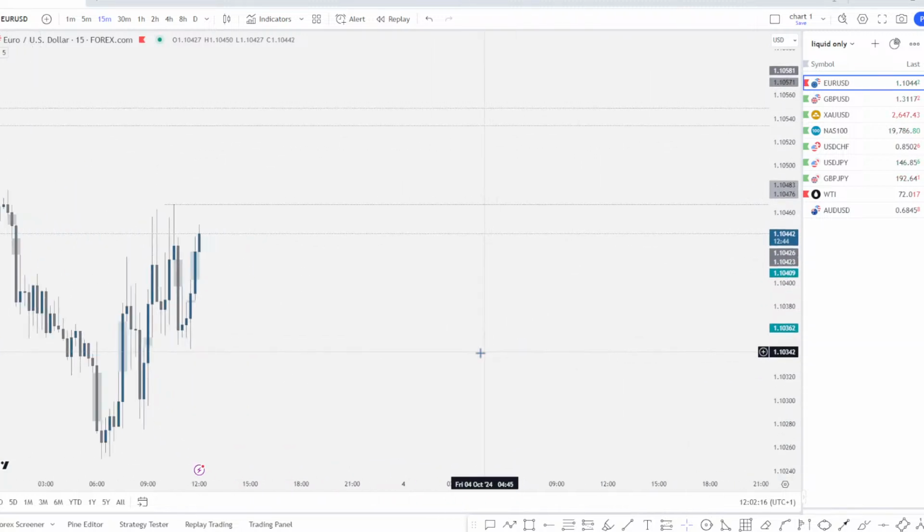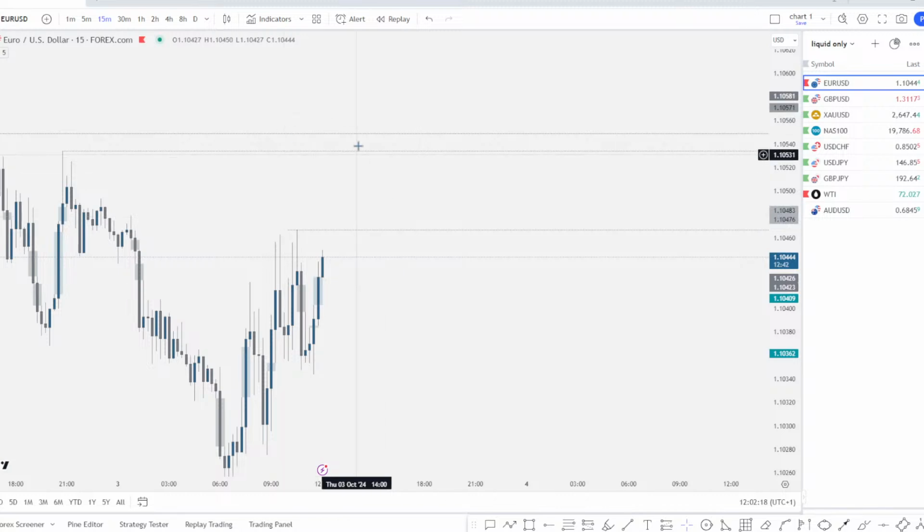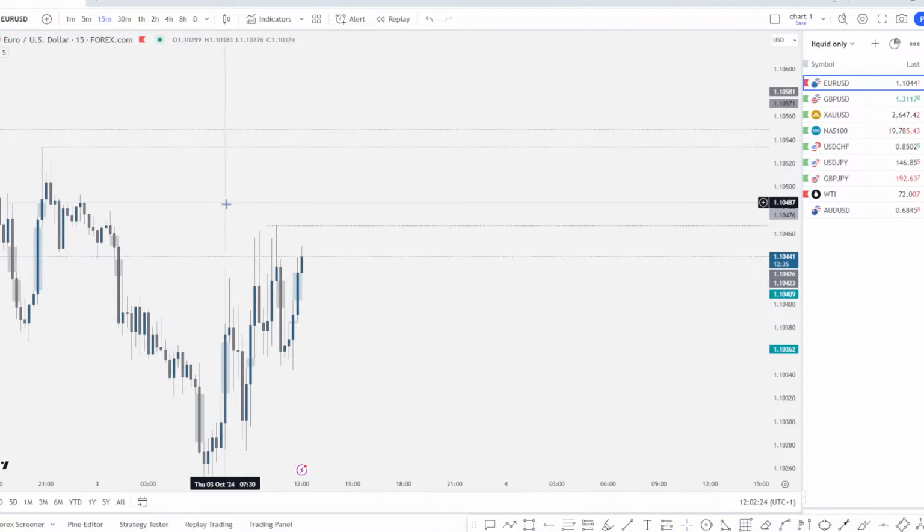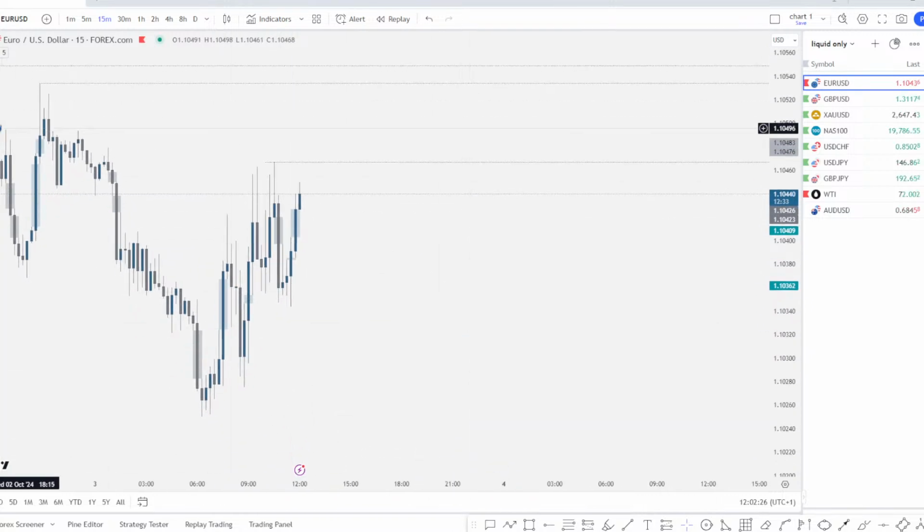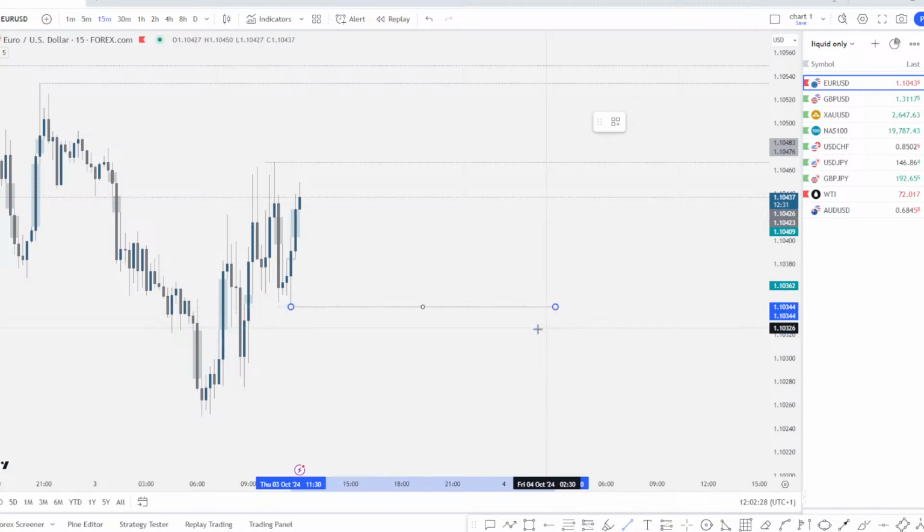Okay? So the basis of where we are now, our hourly targets are still our 15-minute, and the 15-minute target lows would be here, so that would be a target low.